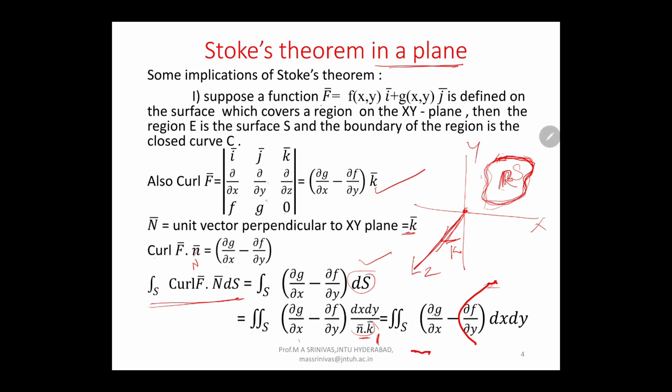This dou g by dou x minus dou f by dou y is the entire thing I have, into dx dy. So this is the surface integral. The surface integral of curl f bar dot n bar over S becomes this. Now what happens to the line integral?